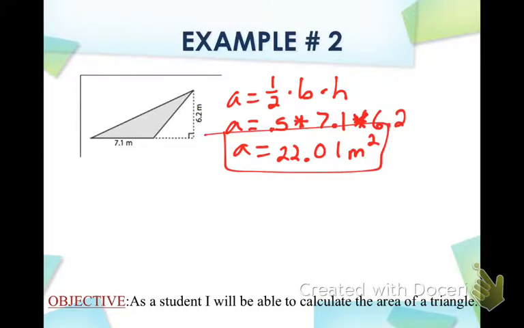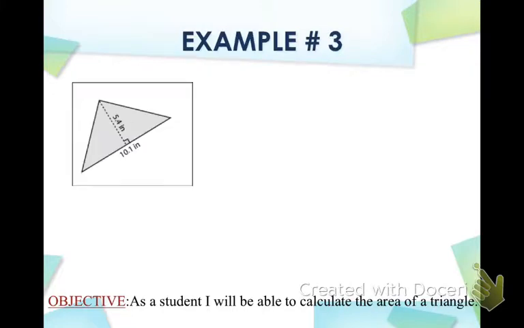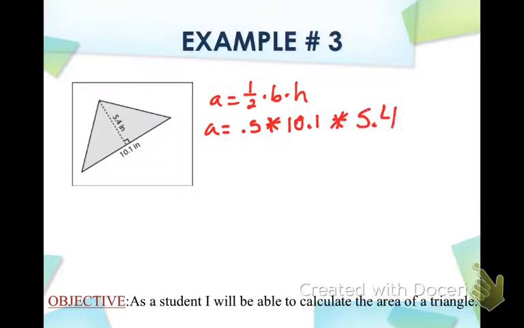That's what you're going to get. Example number 3. We have area equals 1/2 the base times the height. I'm going to go ahead and replug it in. Remember, I like to use 0.5 times the base, which is 10.1. I know it's a little curled there, but it's the 10.1, times 5.4. And we're going to go ahead and plug those in.